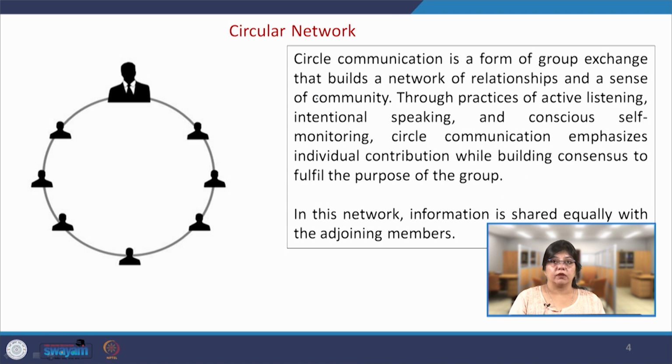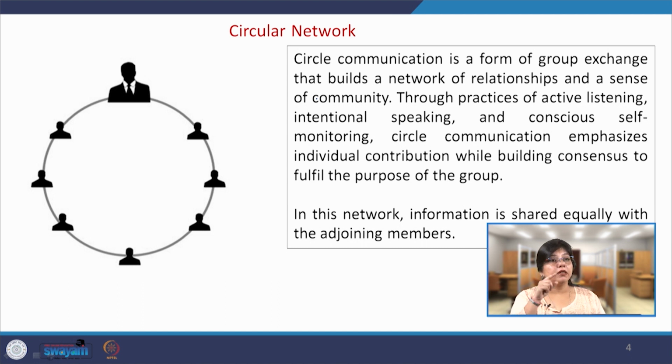The circular network. This communication is a form of group exchange that builds a network of relationships. As the diagram depicts on this slide, the leader is there, but the other members have full freedom to share information with anybody in their own way. Based on the sharing of information, they are building relationships and a sense of community, because there is approachability among all the members. Therefore, the practices of active listening, intentional speaking and conscious self-monitoring in circle communication emphasize individual contribution while building consensus to fulfill the purpose of the group.